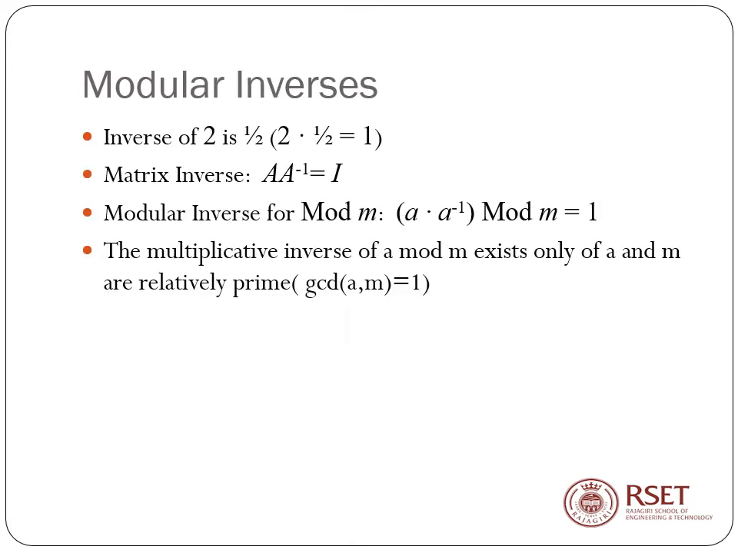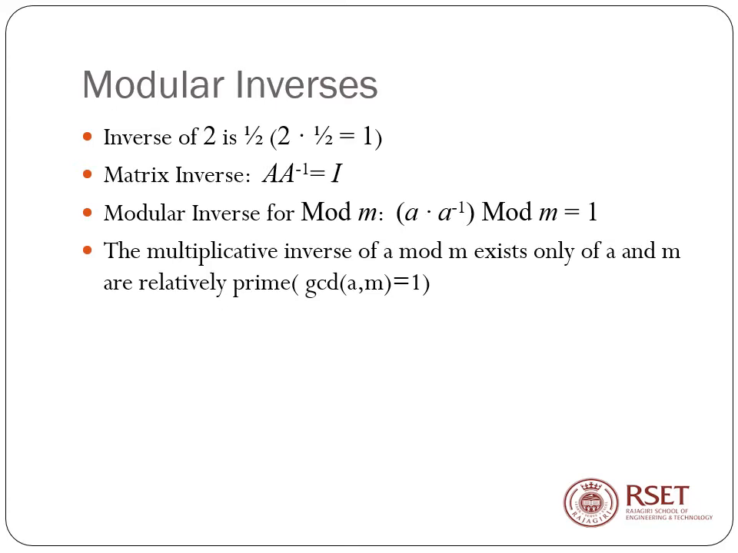Now regarding the inverse. If you are taking any number, inverse of 2 is 1 by 2. Why is it 1 by 2? Because when you are considering numbers, the multiplicative identity is actually 1, right? You know that additive identity is 0, multiplicative identity is 1. So when you are multiplying a number by its inverse, you should get the answer as 1. That is the general principle. So the multiplicative inverse of 2 is 1 by 2.